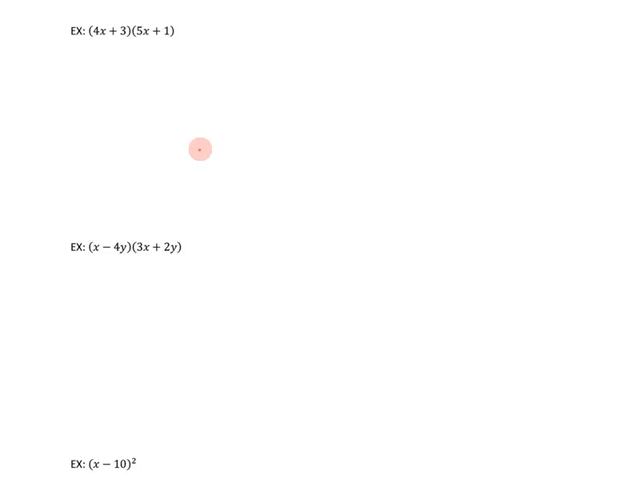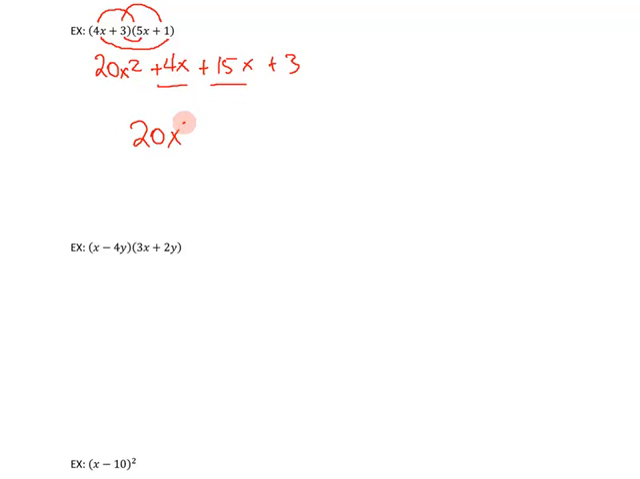We have 4x plus 3 times 5x plus 1. So I start with the firsts. 4x times 5x is 20x squared. 4x times 1 is plus 4x. 3 times 5x is plus 15x. And 3 times 1 is plus 3. Combine like terms, I end up with 20x squared plus 19x plus 3. That's my final answer.